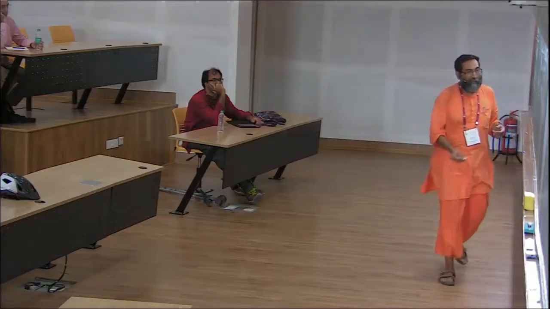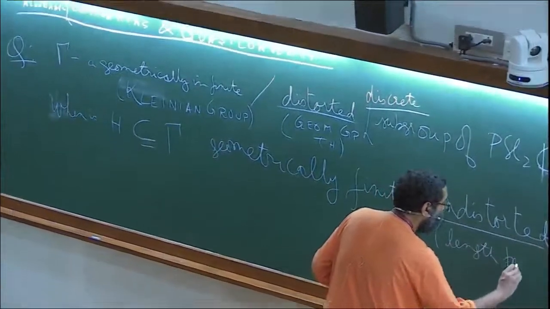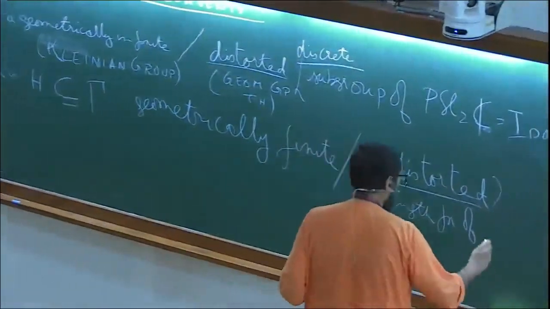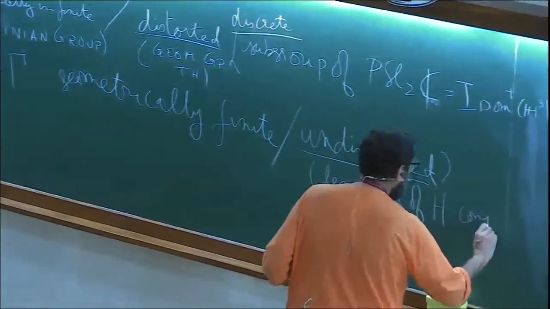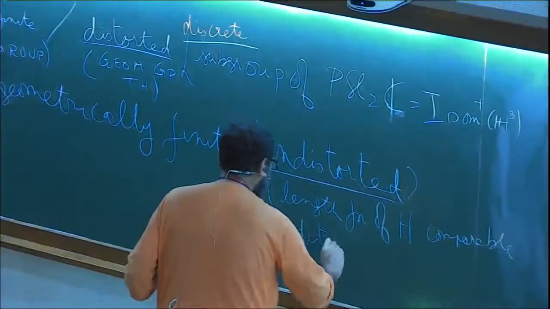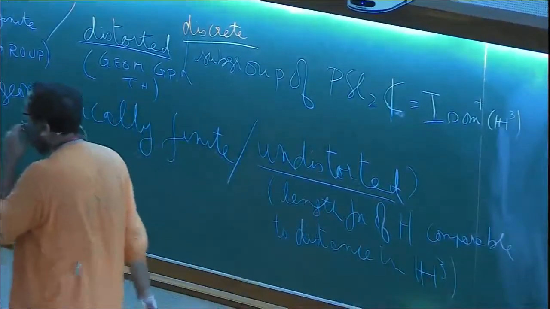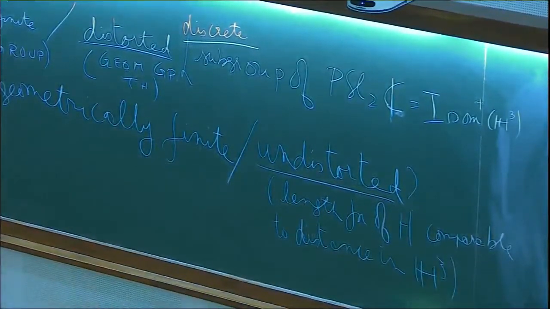And undistorted means essentially that the length function of H is comparable to distance in H3. And okay, so here's the loose answer, and this is what we are going to try to make precise. The answer is very often. How often is the topic of this talk?